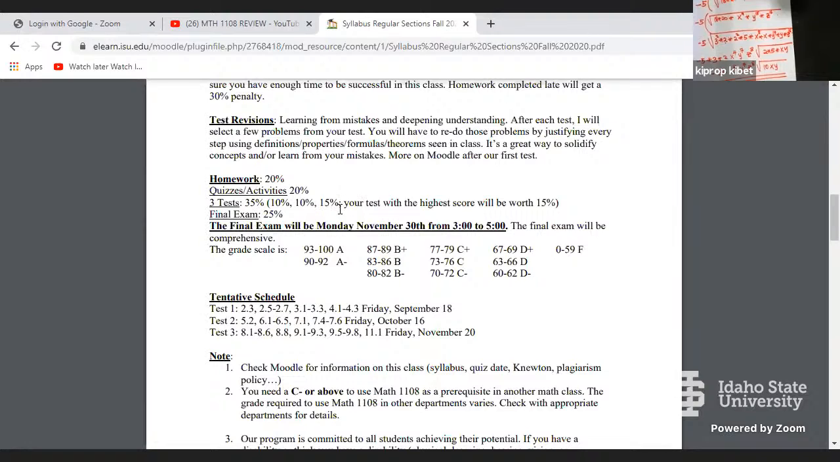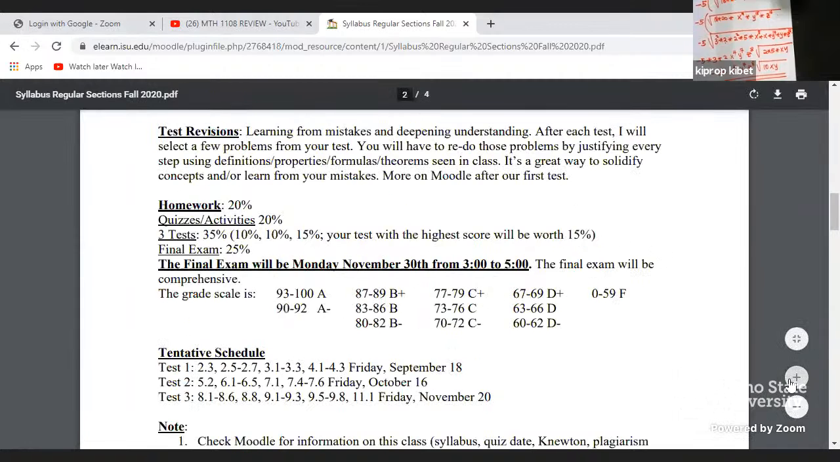And then one of the tests, if you have the highest score in one of the tests, so let's say 2 tests are 10%, okay? And then the highest score is 15% for exam 1, exam 2, and exam 3. So the total for the 3 exams is 35%. And then the final exam is 25%. Okay? So your final exam is 25%.